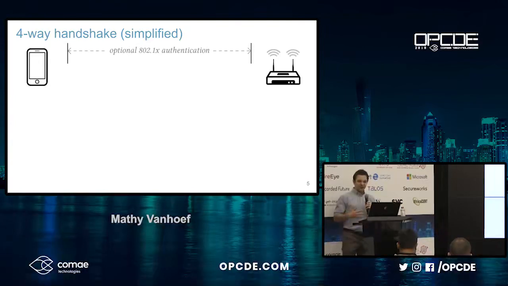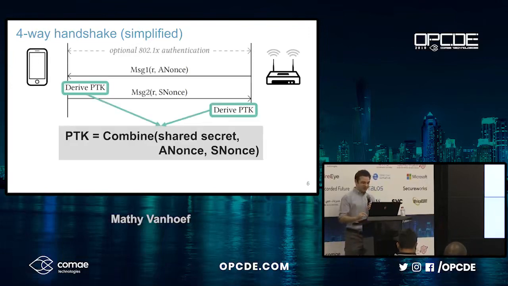As the name of the four-way handshake implies, it consists of 4 messages. And the purpose of the first 2 is quite simple. They simply exchange a random number between both devices. And this random number is called the nonce. So first here you have the access point. It sends the ANonce towards the client. ANonce stands for access point nonce.